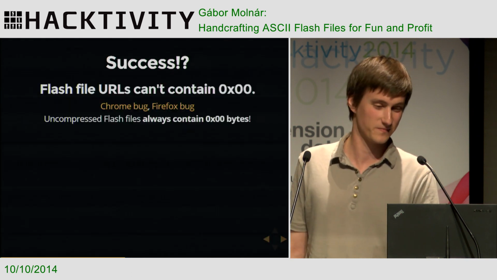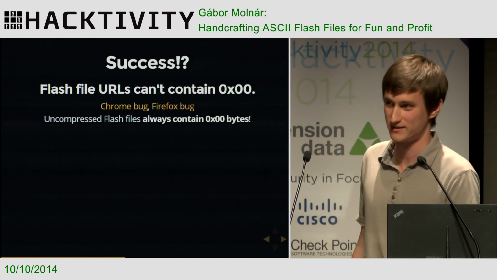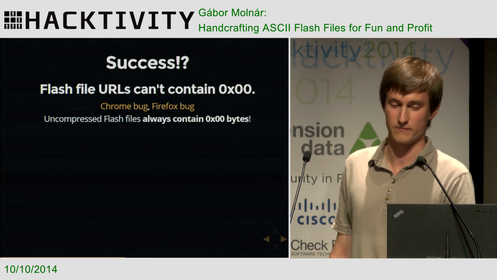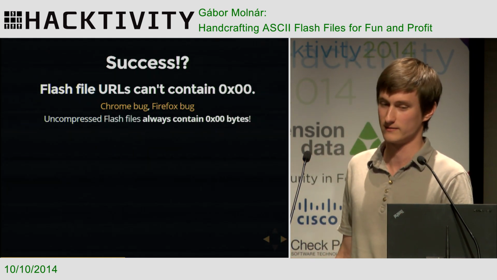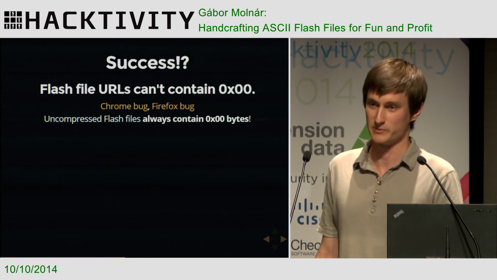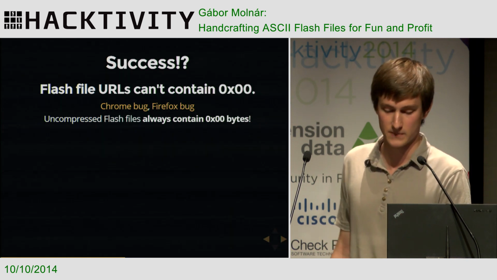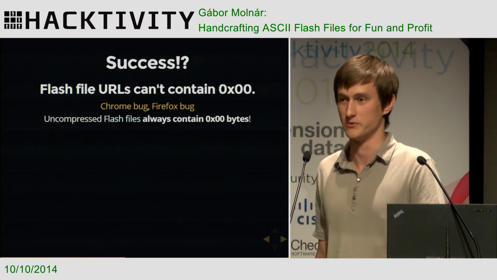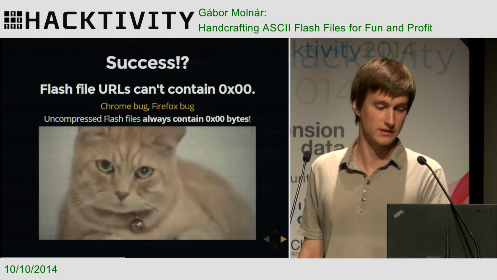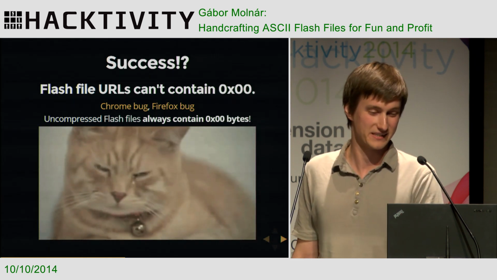I was very happy to be able to implement the attack, but then it turned out that Chrome and Firefox both have a bug that doesn't allow my hack to work. In Flash file URLs, 0 bytes are not allowed, and this is a bug because a web server allows 0. I may allow it or may not, I don't know, I haven't tested it. If it is not allowed in Chrome and Firefox, then it has no value as an attack.